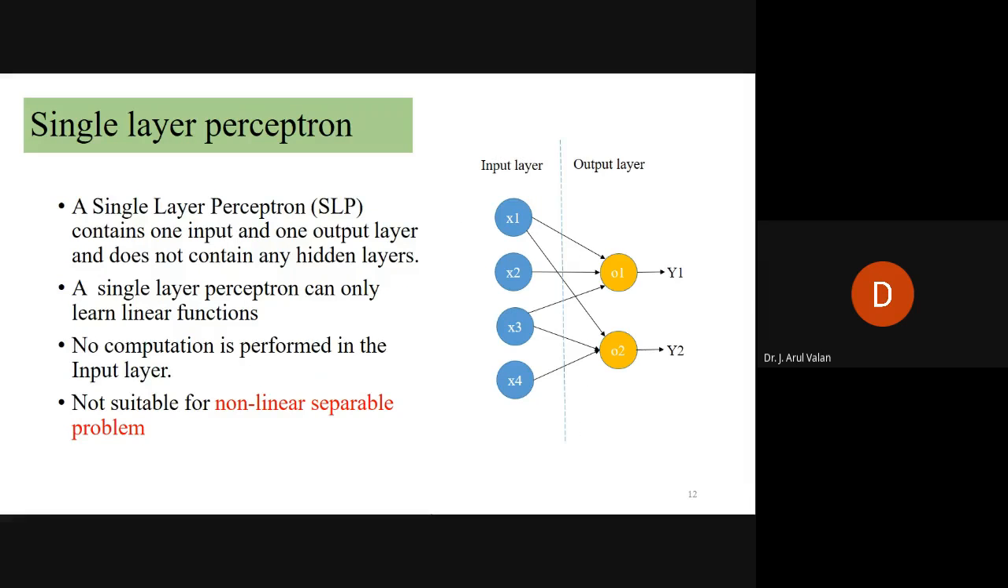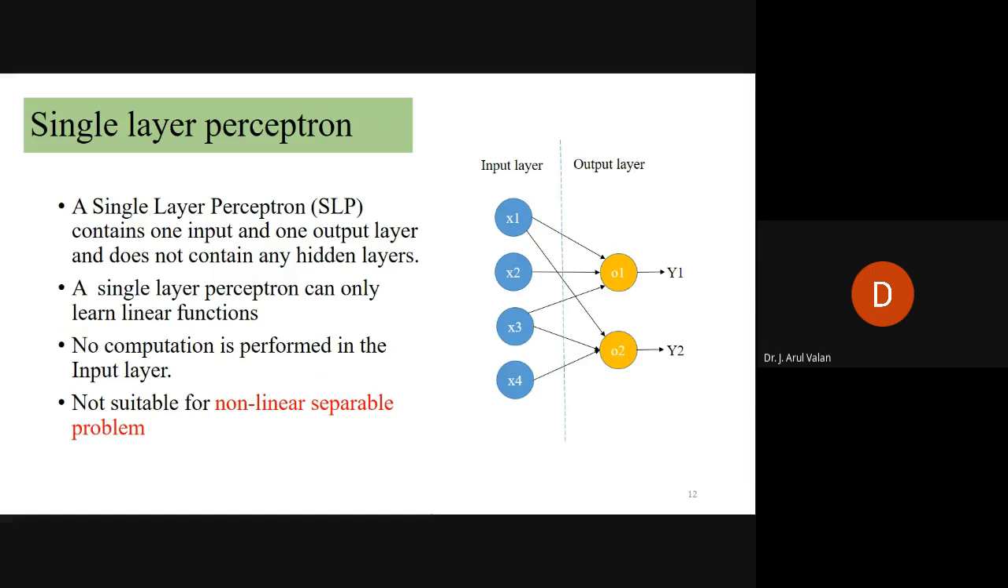Then your layers: we give the input data and finally we get the output data. Internally there is a layer concept, which we normally call hidden layers. Hidden layers play a major role in the neural network concept. Normally, the simplest neural network we can say is a single layer perceptron.